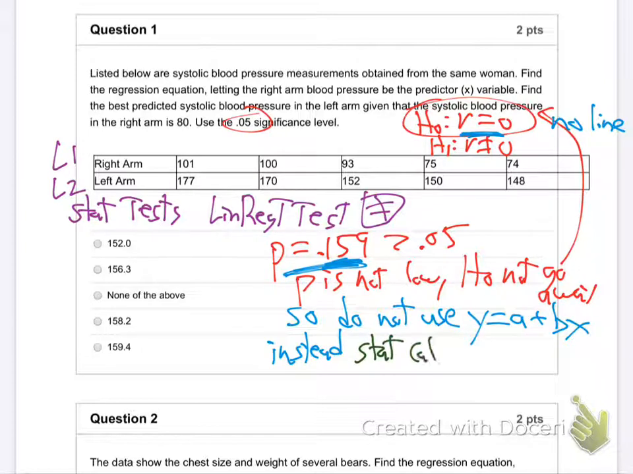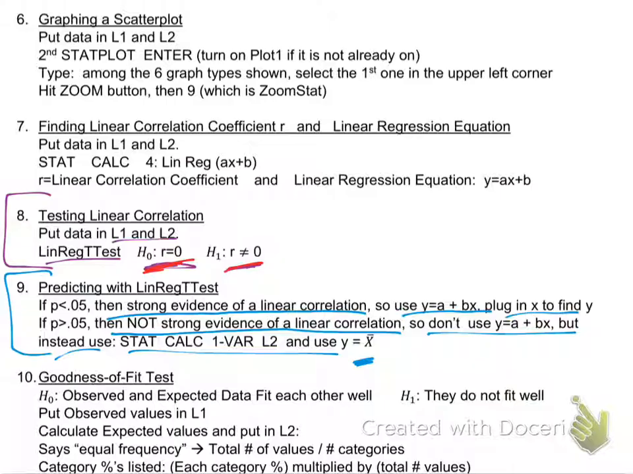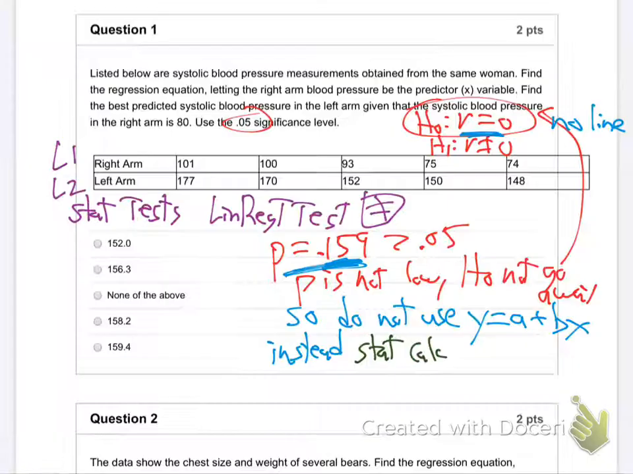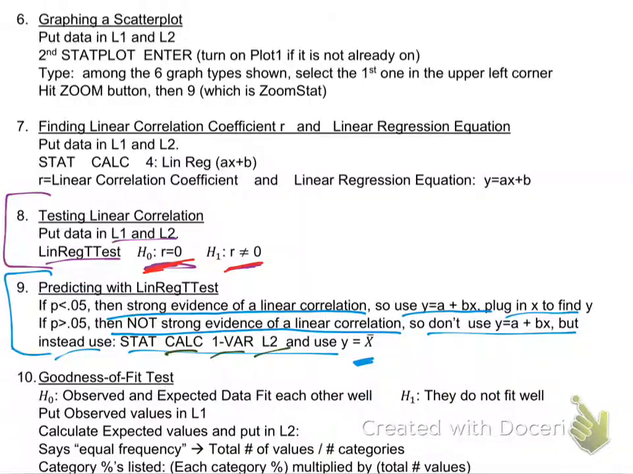Hit stat and go to calculate. See what it says, stat calc 1-Var L2. 1-Var, and you put in L2 and you hit enter.